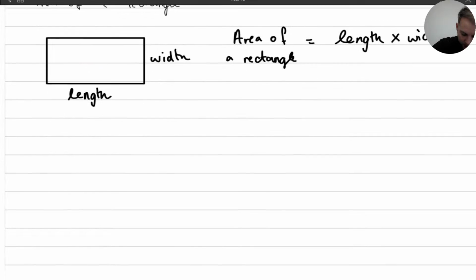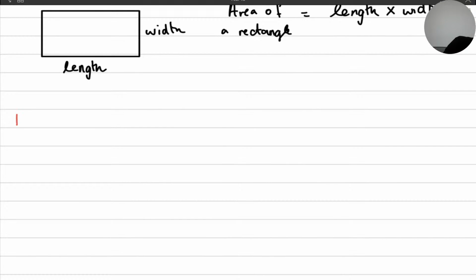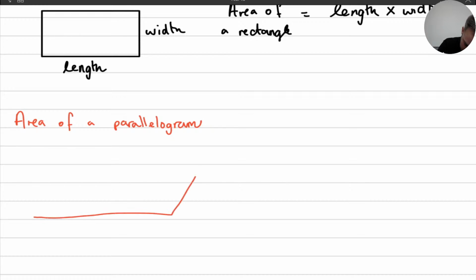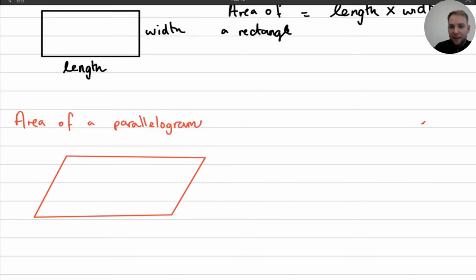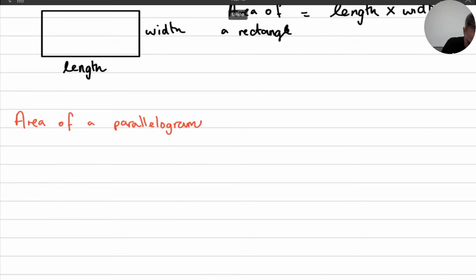The next one we're going to look at is the area of a parallelogram. So I'm going to draw what a parallelogram looks like. A parallelogram is a little bit like a rectangle or a square, but it's been tilted like this. So it looks like that. Now mine's not very good there. Might try and draw it again actually. I can do a better one than that.